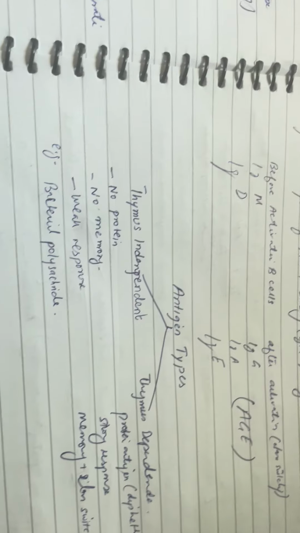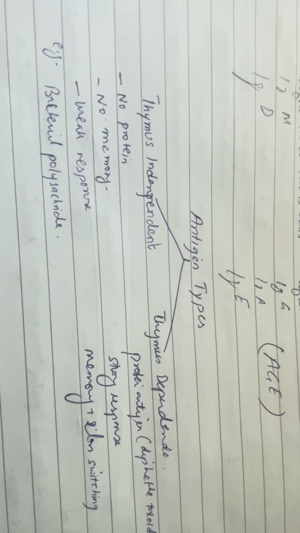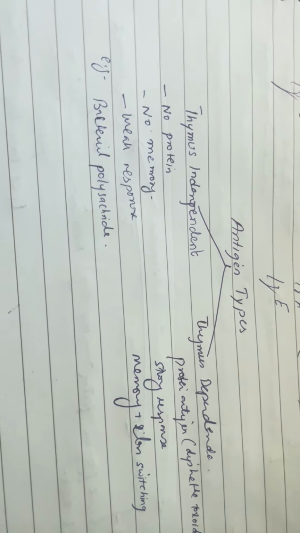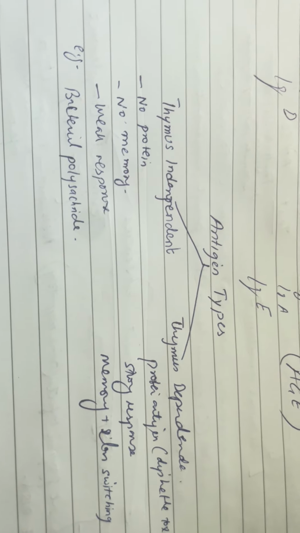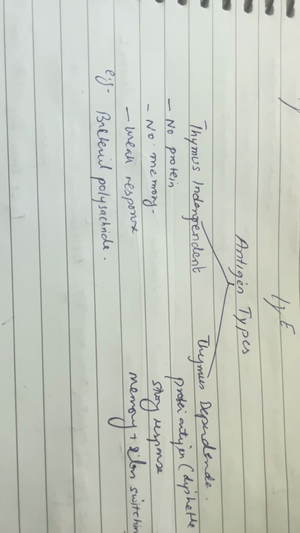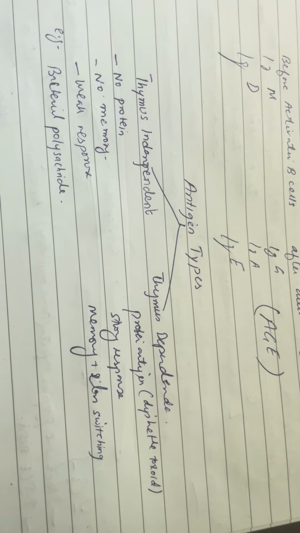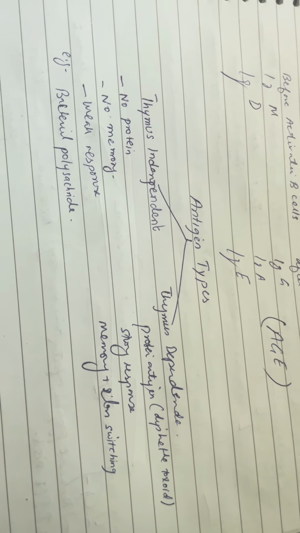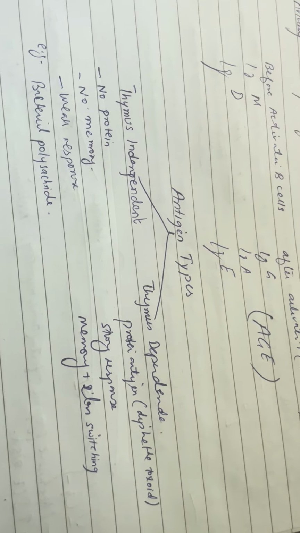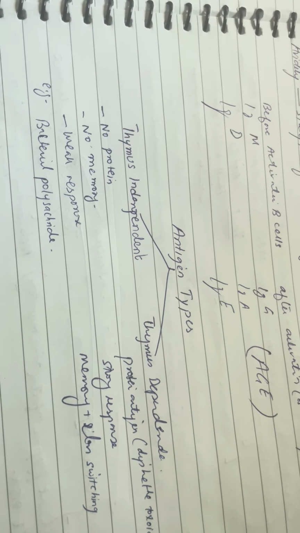Then we have two antigen types, thymus independent and thymus dependent. Thymus independent antigens are the ones that have no proteins, they have no memory, and they have a weak response, for example bacterial polysaccharides. Whereas thymus dependent antigens are protein antigens. They have a strong response, they have a memory, and they have class switching as well. For example, diphtheria toxoid is an example of a thymus dependent antigen.